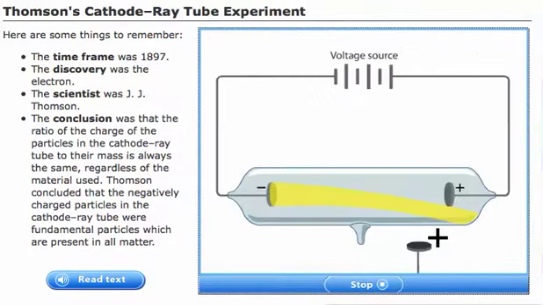By observing the path of electrons in the cathode tube, Thomson was able to calculate the ratio of charge to mass of an electron.